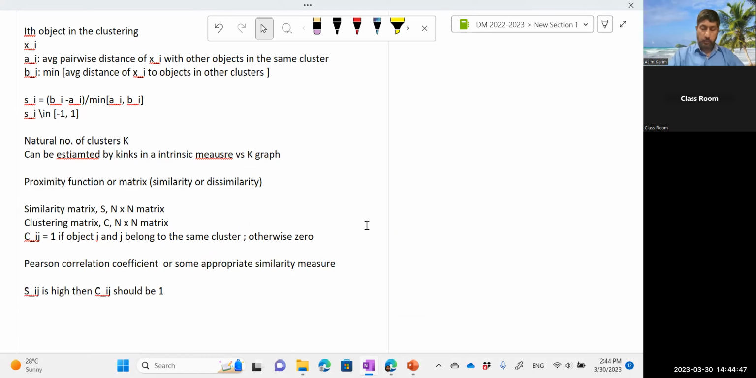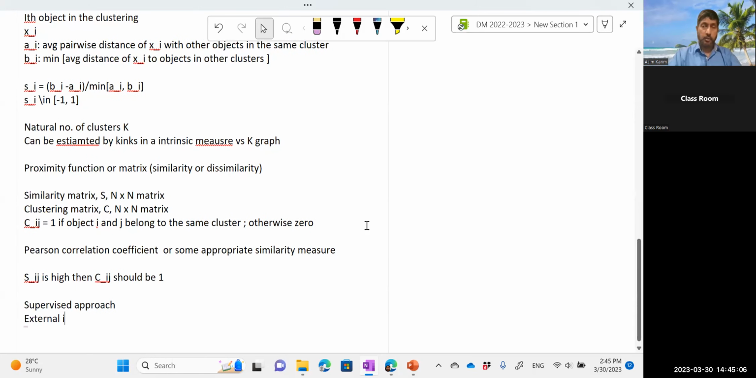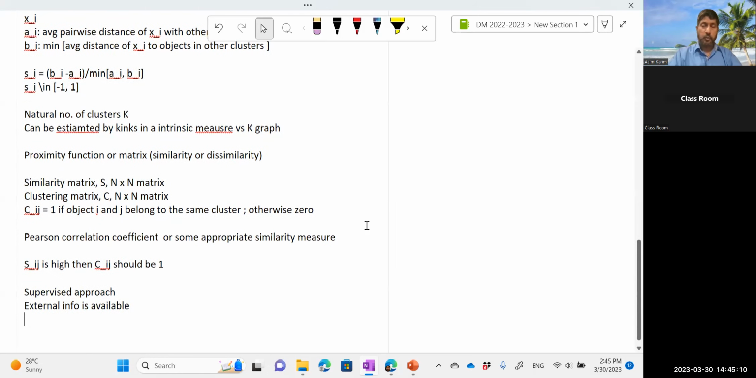All right. So I think with that we conclude the unsupervised approach. So now let's look at the supervised approach. Previously we were entirely discussing unsupervised, no external information. Here we have external information. And what is that external information?